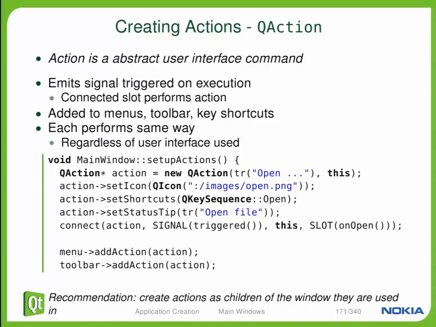What triggered is going to do is anytime the user chooses from a user interface element to perform this action, triggered is going to be fired. Once you have created an action, you can then add it to your application in as many places as you'd like. So for example here, we have added the action to both a menu and a toolbar. Anytime the user now clicks on that menu item or that tool button, the action signal triggered is going to be fired. And whatever slot you have hooked up to triggered is going to run.